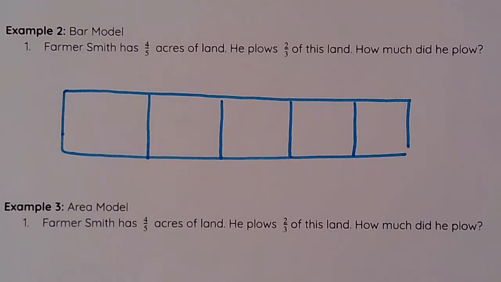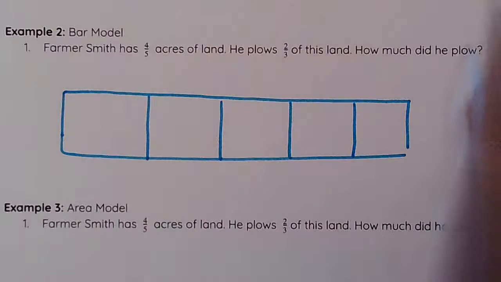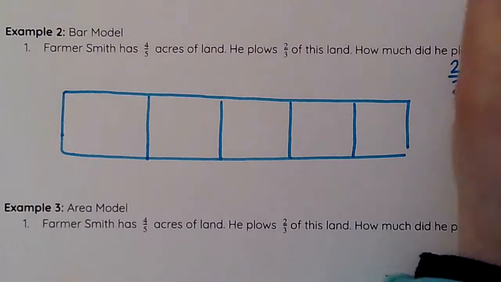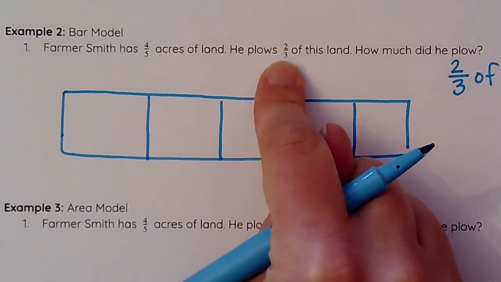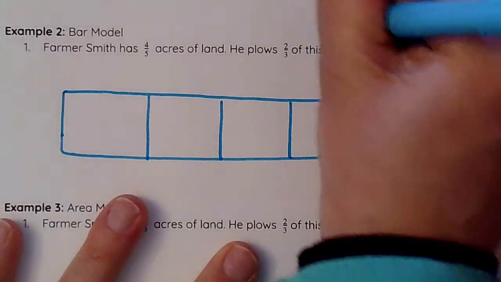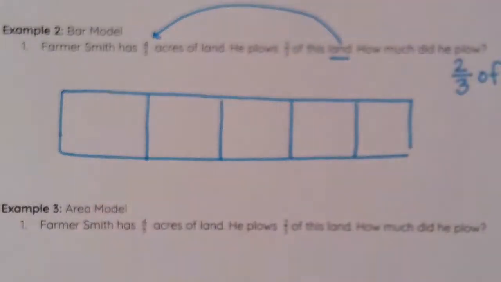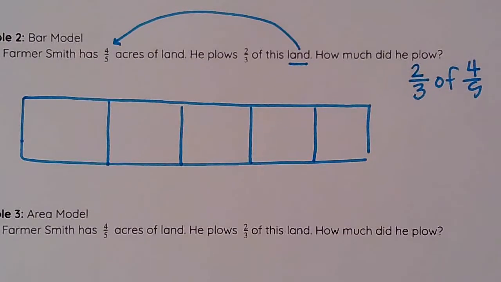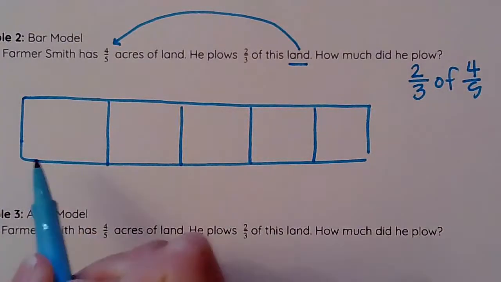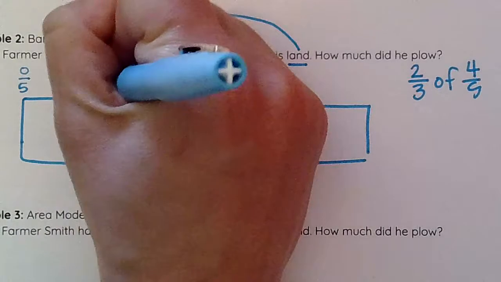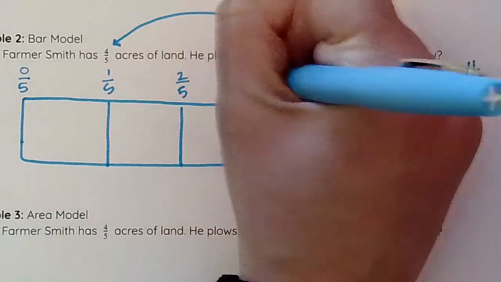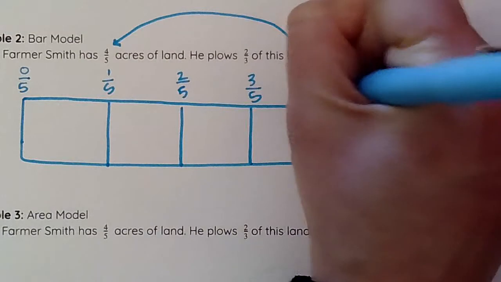Now, my equation for this is 2/3 of 4/5. So we've got 2/3 of 4/5. I'm going to start with this 4/5, and because that is my entire land, that is what I'm working with. All right. So here is my land. So I've got 0/5. I've got 1/5. I've got 2/5, 3/5, 4/5, and 5/5.